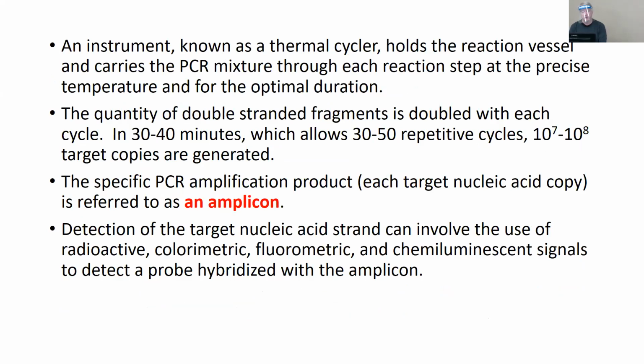We're skipping around a little bit because we want to get finished. So we have a thermal cycler. We have those as a little box, not any bigger than would fit right here on top of my book. And that's what we have over at ABI to do this with. We look at the quantity of double-stranded fragments, which doubles each cycle. We look for the amplification. Detection of the target nucleic acid strand can involve the use of radioactive, colorimetric, fluorometric, or chemiluminescent signals to probe for that.